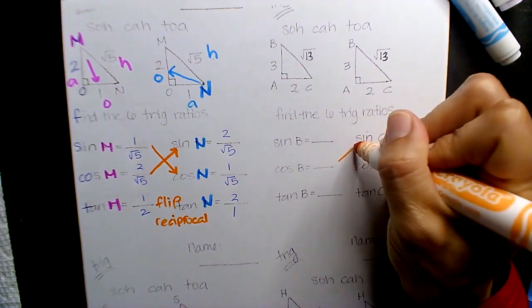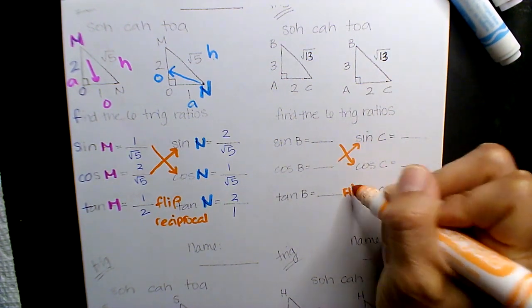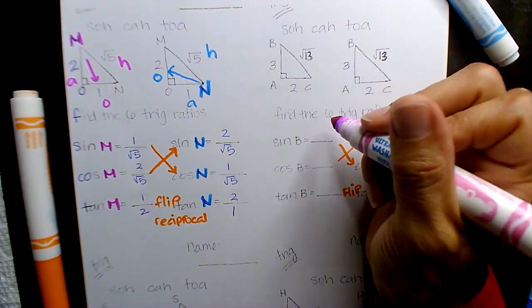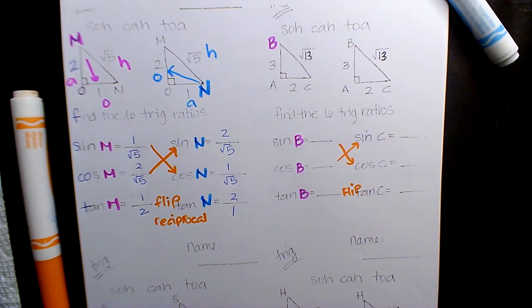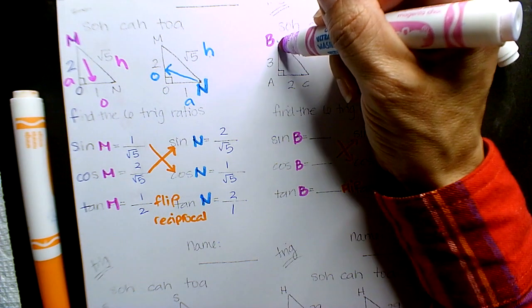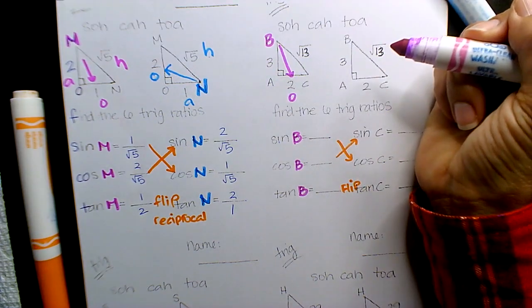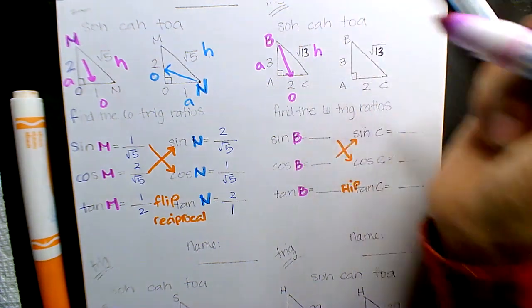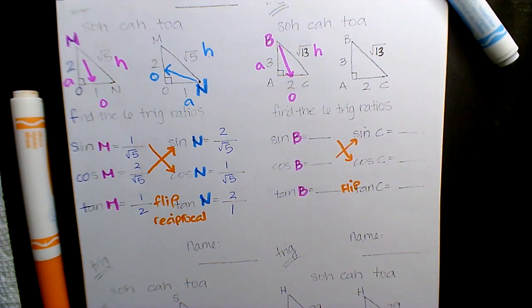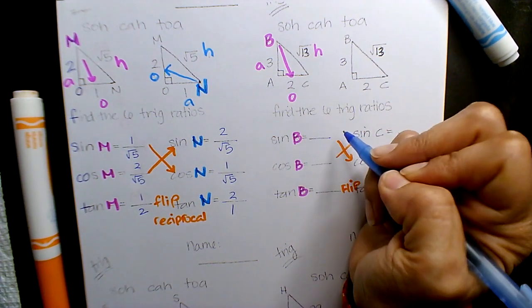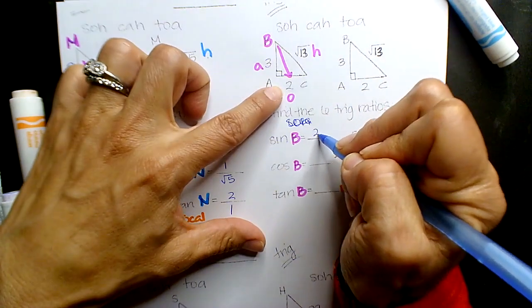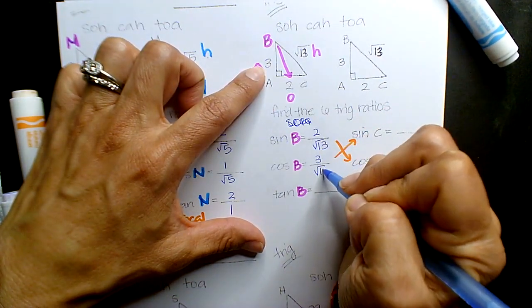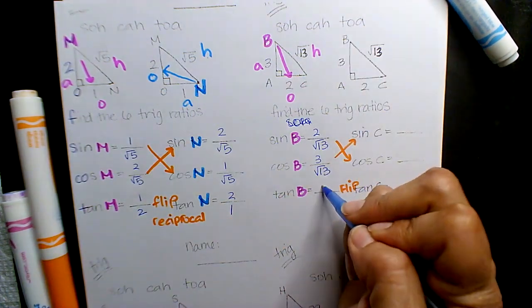If you understand that, it goes pretty quick. Flip. Bless you. So if you're on angle B, this is my angle B. Now you're going to label opposite, adjacent, hypotenuse based off of that angle B. So if this is my angle, the 2 is the O, the 3 is the A, and the rad 13 is the hypotenuse. So what do you get? It's at the top. 2 over rad 13, 3 over rad 13, because A over H, and this is O over A, so 2 over 3.